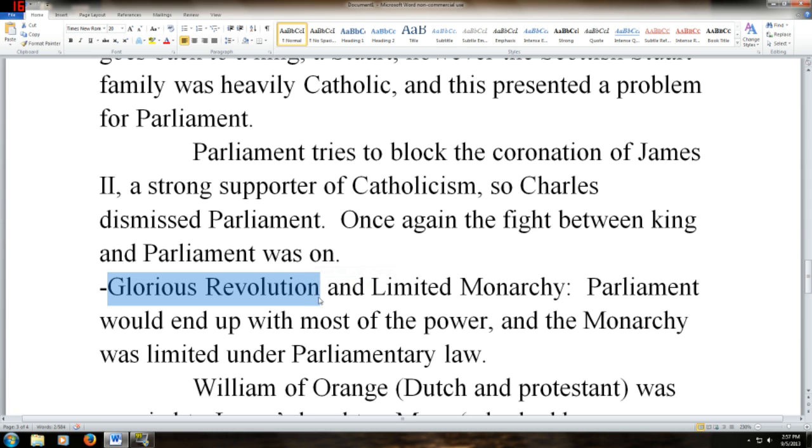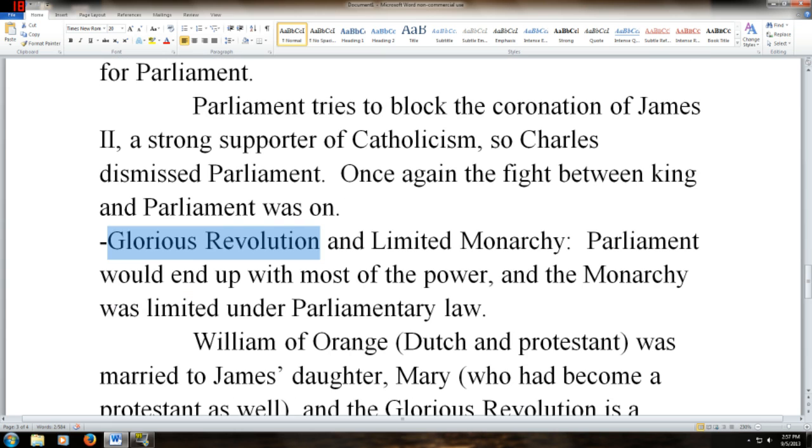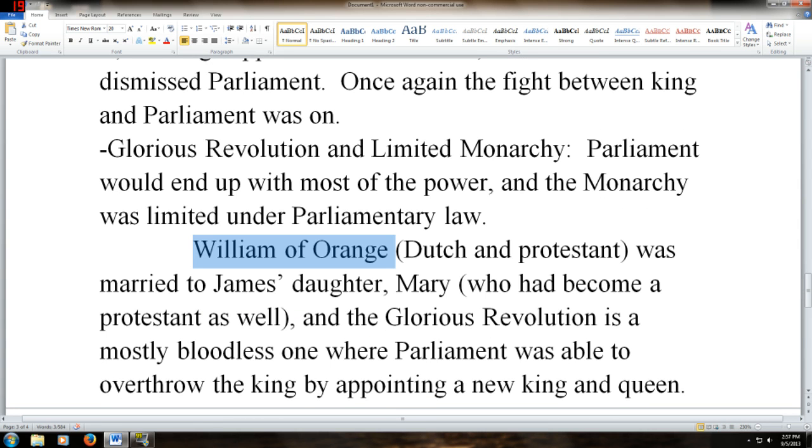Not a lot of armies clash, people don't shoot each other and all that kind of stuff. Instead, they threaten the king, and he pretty much runs. Parliament would end up with most of the power when they take over, and they install a new king, a guy by the name of William of Orange. He's a Dutch person, and the Dutch were very Protestant, and he's married to James's daughter, who had converted to Protestantism, so she wasn't a Catholic like her father.